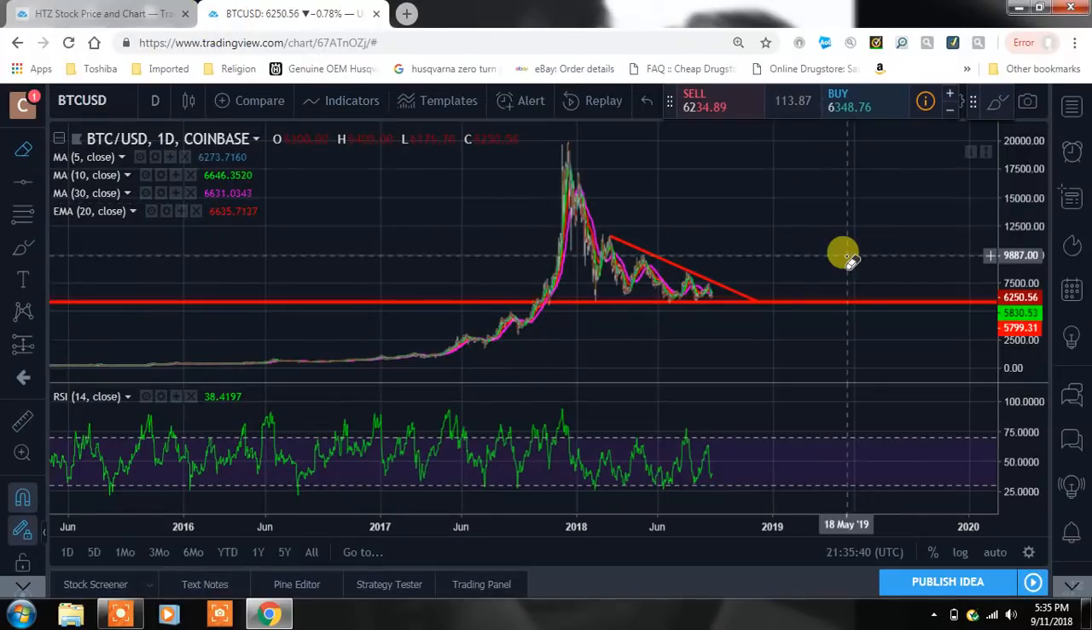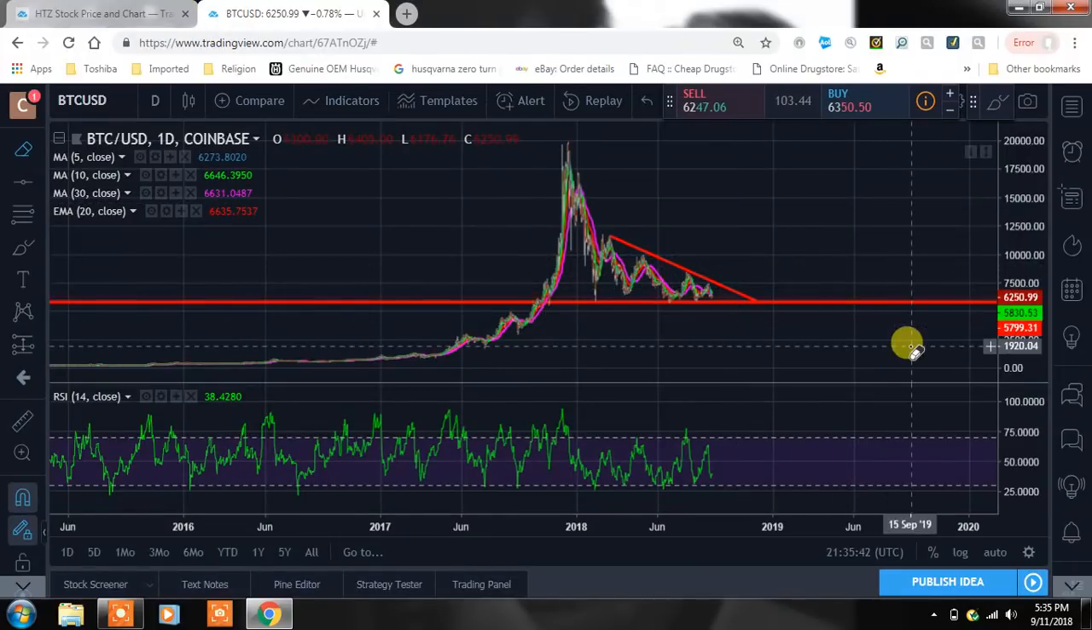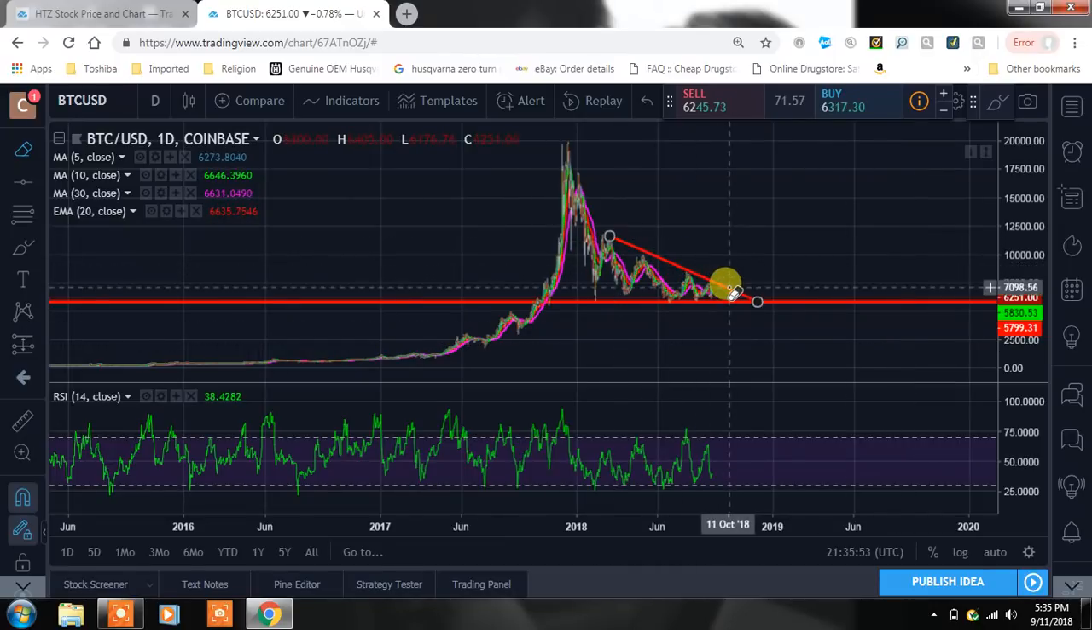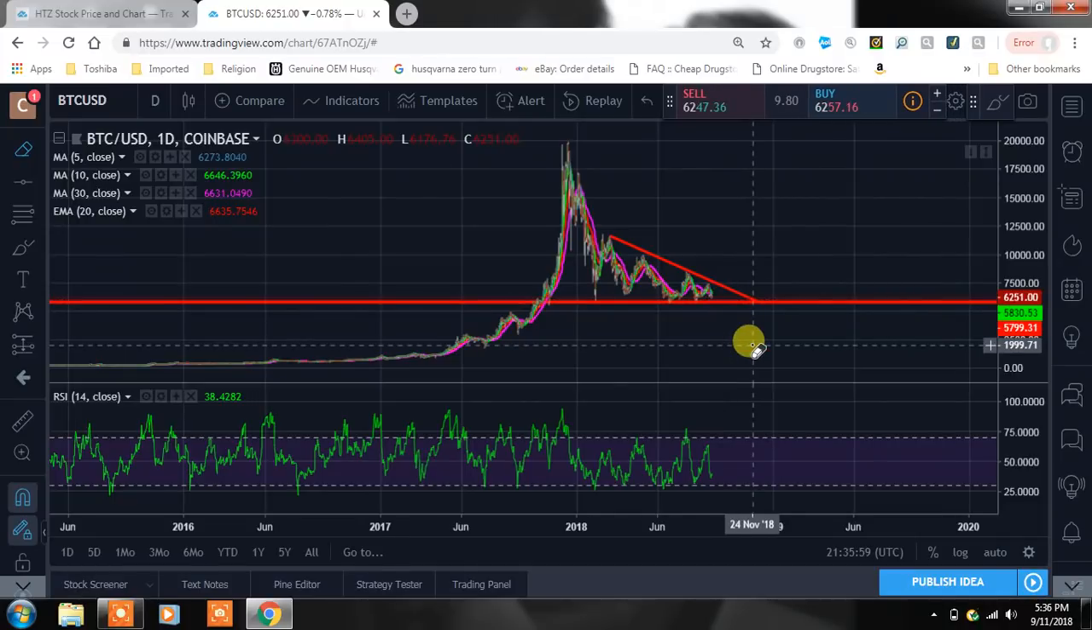I know a lot of people want to hodl and go long on Bitcoin and stuff right now. I'm not your financial advisor, but I don't know if that's the wisest thing in the world, especially till we get some more confirmation or if some news, something comes out. Because, guys, this looks very, very similar to that descending triangle. And that's not the only reason I'm talking about this, guys, okay?